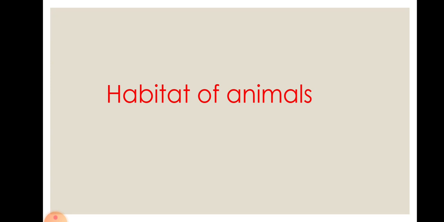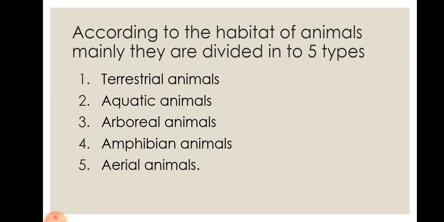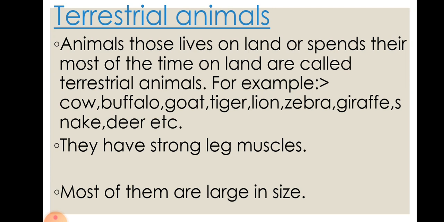According to the habitat of animals, they are mainly divided into 5 types. First one is terrestrial animal, aquatic animal, arboreal animal, amphibian animals and aerial animals. Let's know about the terrestrial animals.